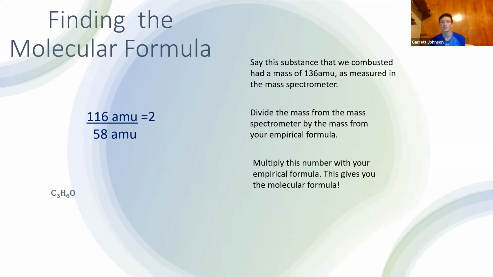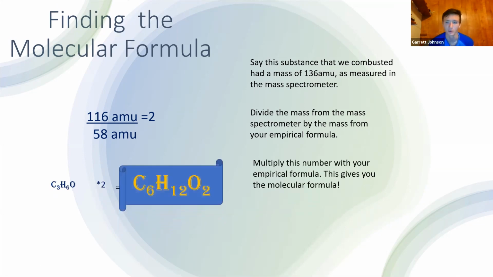This is what we want. The mass that we measured was double what it is in the empirical formula, so we just double that. And this gives us the final answer of C6H12O2. And that would be our molecular formula, right? Usually the mass that you measure in the mass spectrometer is going to be a nice number that works very well with the empirical formula, unless the molecule is very big. It's going to be a very nice multiple, usually about double the molecular weight from your empirical formula.